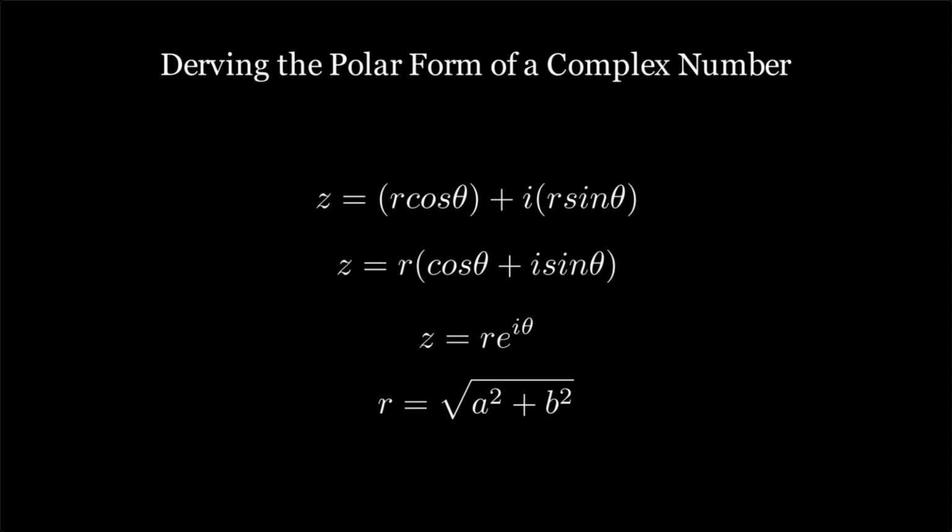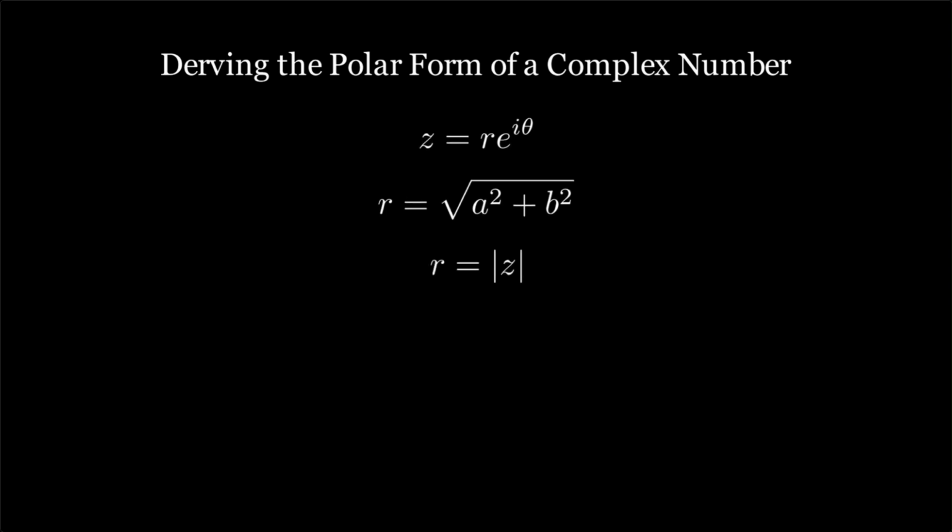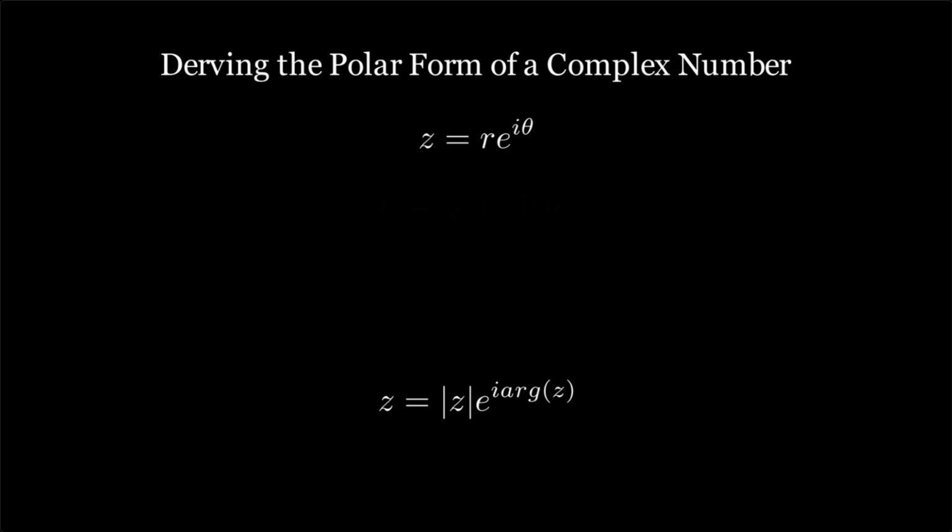But yeah, we know that r is equal to our magnitude, the modulus of our complex number. And we know that theta is our argument that we went over. So we can say that the polar form of a complex number is the modulus of our complex number times e to the i times the argument of our complex number. So there, we found the polar form of a complex number.